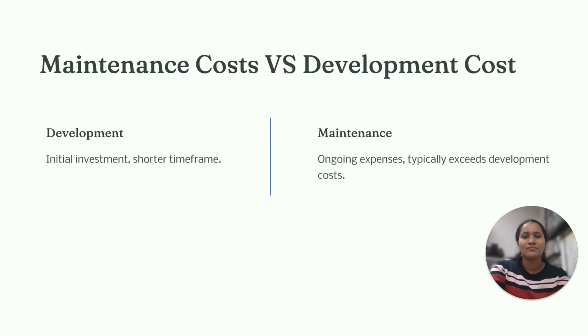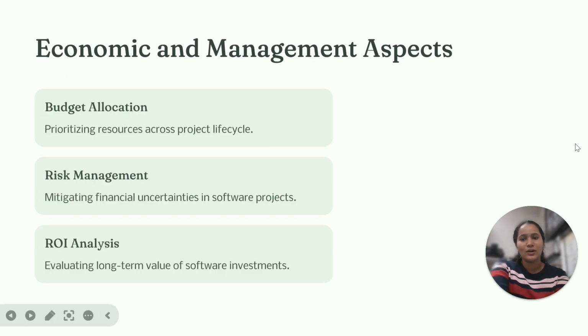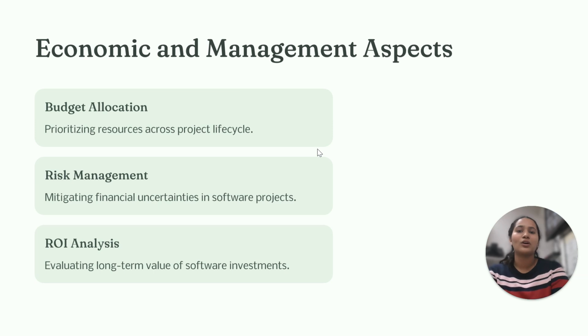Now, what are the economic and management aspects of maintenance cost? The first one is the complexity of the software system. Any software system with high complexity will require more effort and resources to maintain, right? So it is one of the aspects to consider. Another is the size of the software system. When the size of the software system is huge, obviously it will require more effort from people and resources for maintenance of the software.